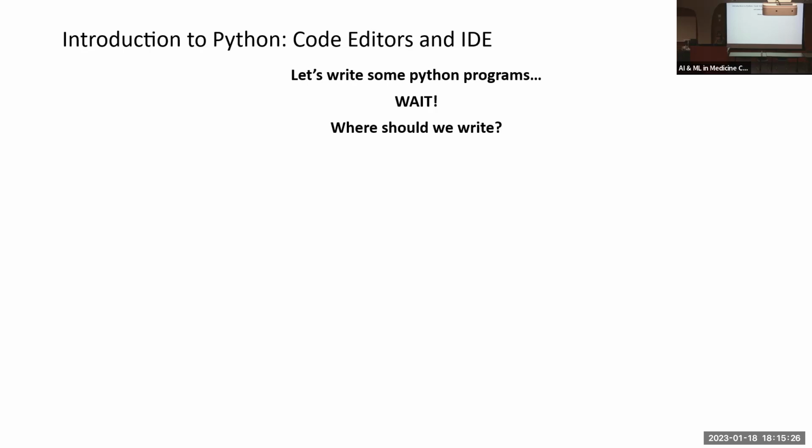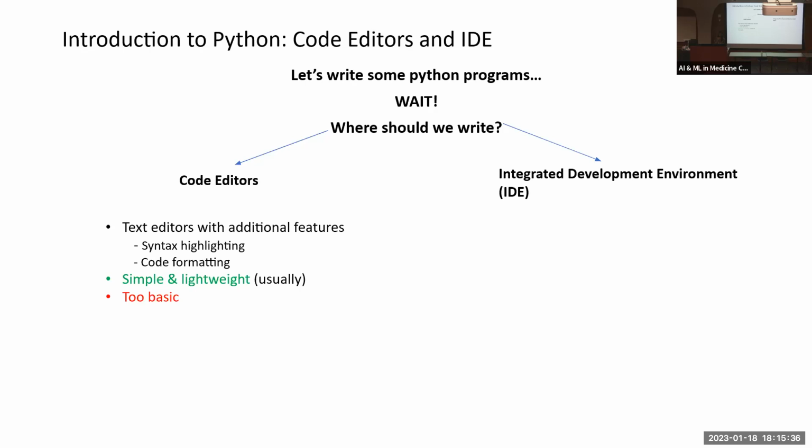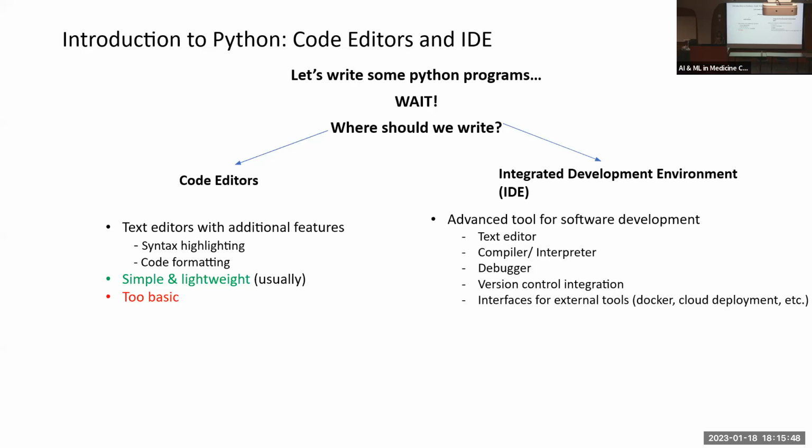To write Python code, I can use two different kinds of things, code editors or IDE. Code editors are simple text editors, for example, Notepad++. They will give you the option to write and edit your code. But to run that code, you need some other software. That's too much and too basic. But an IDE is a whole integrated development environment where you have everything.